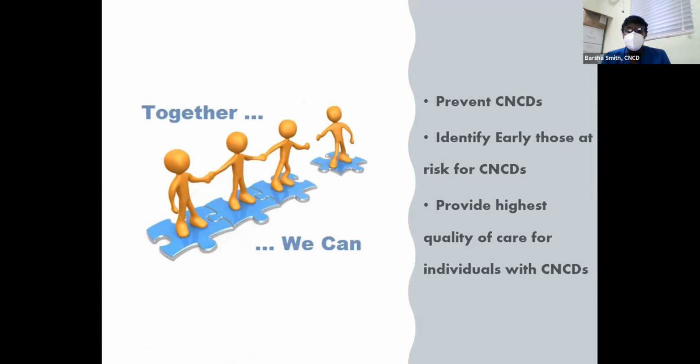I believe that together, and you could tell me if you also agree, which is us at CNCD, each of you, that we all can prevent CNCDs. Do you think that's possible? I also believe that if we identify the risk factors early, then we are able to provide better management for those with CNCDs. And that together we can provide the highest quality of care for individuals with CNCD.